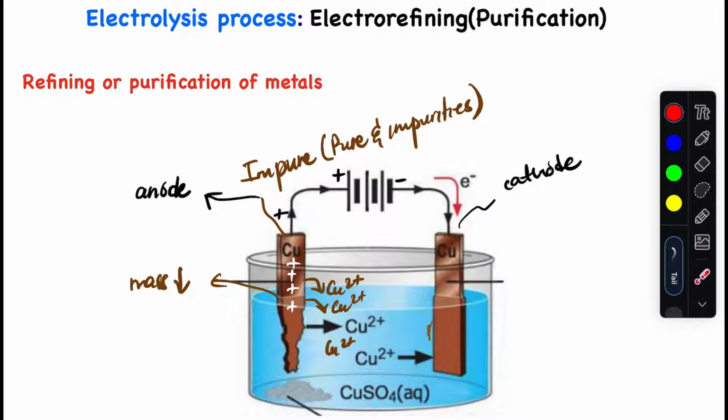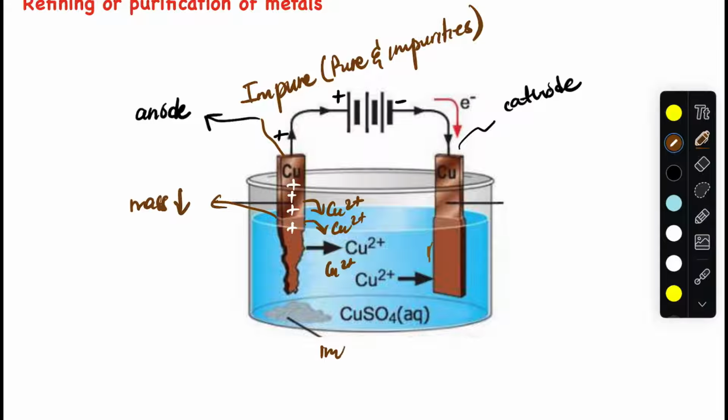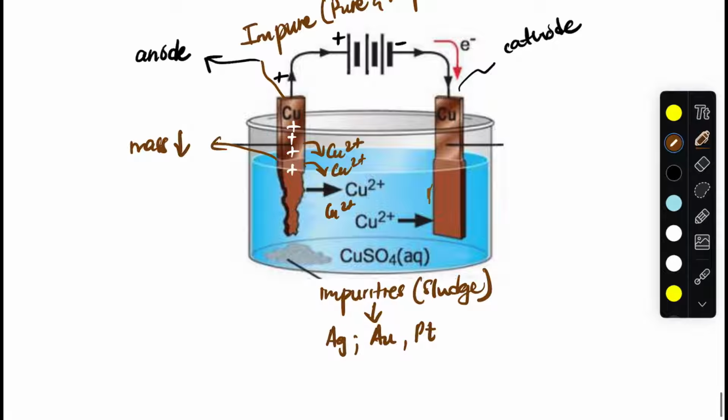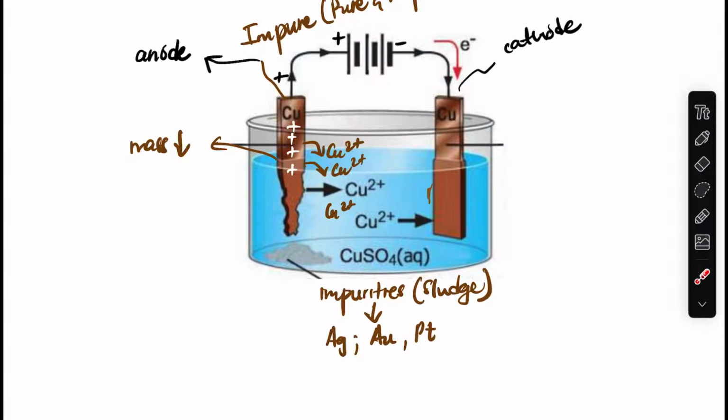Some of the impurities will fall at the bottom of the tank, and we call this a sludge. This sludge is the unreactive material, materials like silver, gold and platinum. Why are these materials unreactive? If you look in the redox standard reduction potential table, silver, gold and platinum are below copper. Copper is above. All of them are below there.